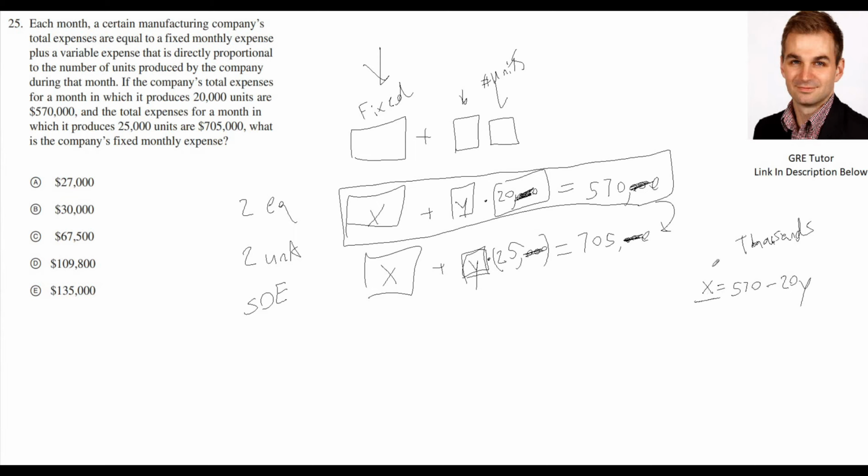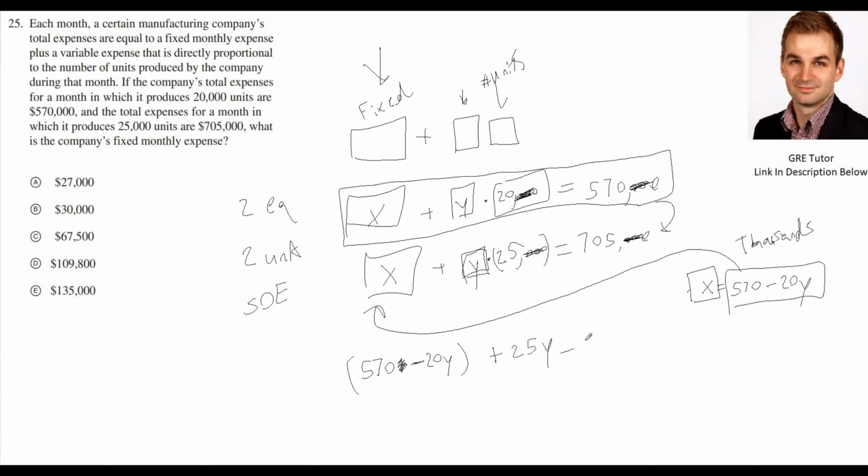So now I know that x is equal to this. And what I'm going to do is I'm going to plug this x, and what it equals, right into x for this equation. So now what we know is that instead of x, we're going to write 570 minus 20y right here in parentheses, plus 25y is equal to 705. Okay, so now we have this, and we can try and solve for y. Alright, so negative 20y plus 25y is equal to 5y. That's good. And then we've got a plus 570 here.